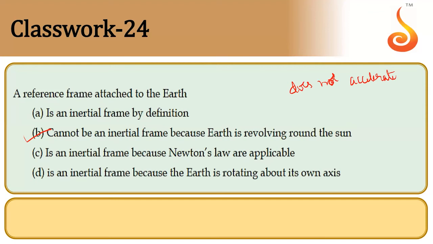So when it is moving around the sun in an elliptical or circular orbit, it has centripetal acceleration. Because of that, it's an accelerated frame. So an inertial frame is the one which will never accelerate. Right? Yes. Shall move to next.